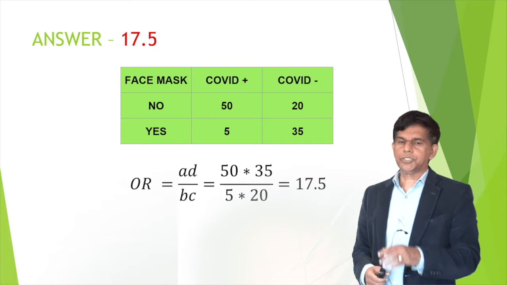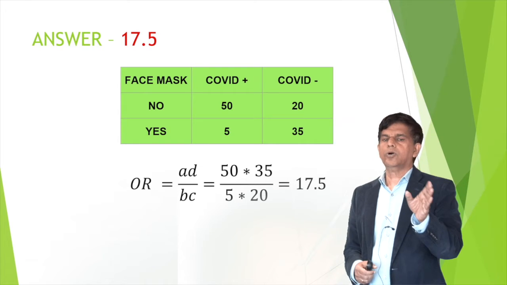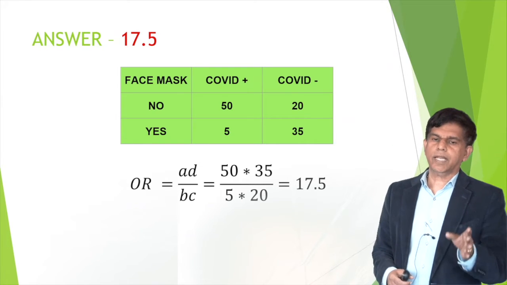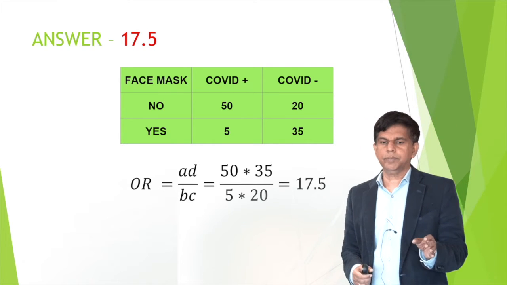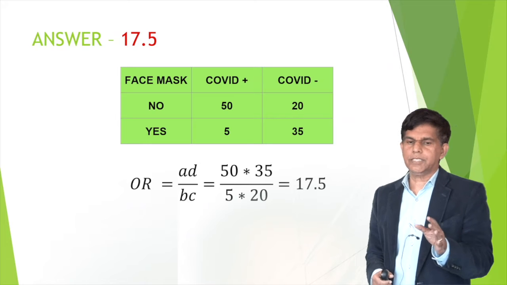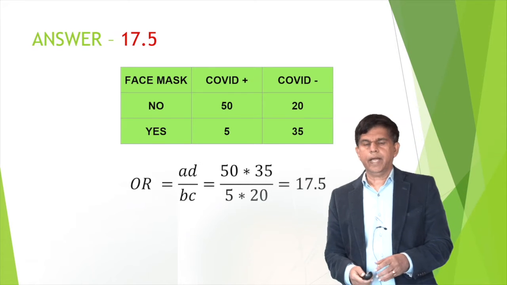Now let's look at the answer. We created this 2x2 table, COVID positive or COVID negative. On the left side, face mask, no or yes. And then use our formula AD divided by BC. Our odds ratio is 17.5. Okay. Now, the next question.